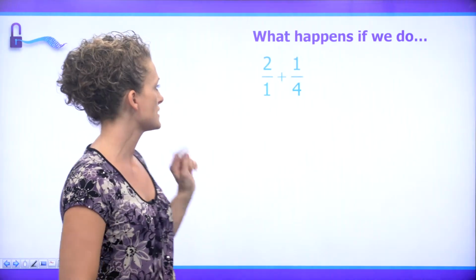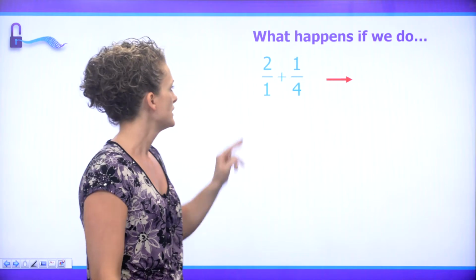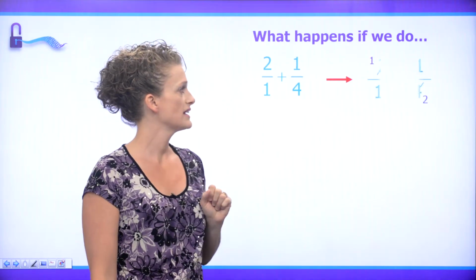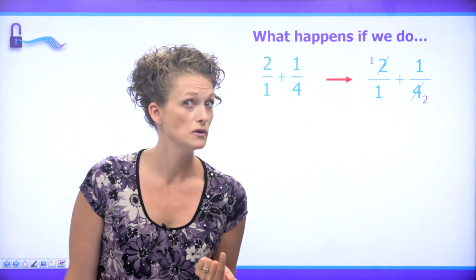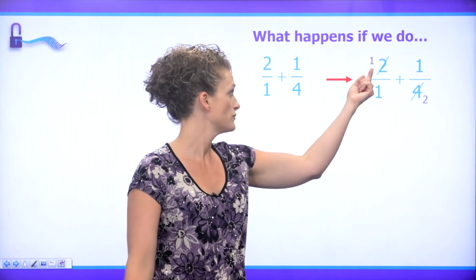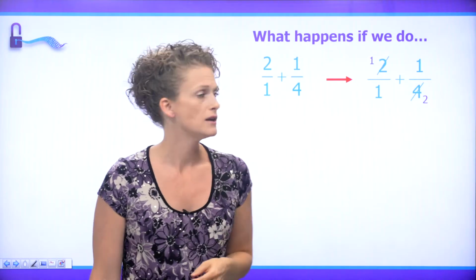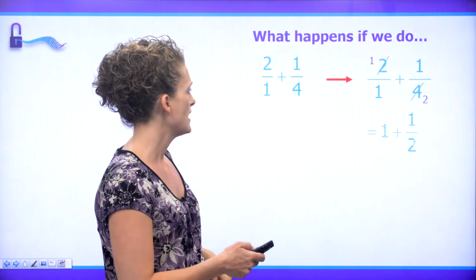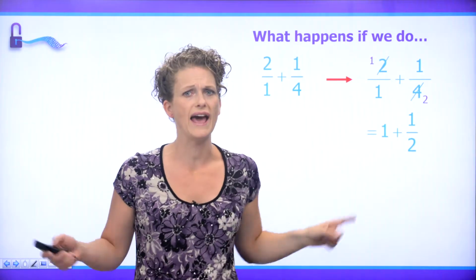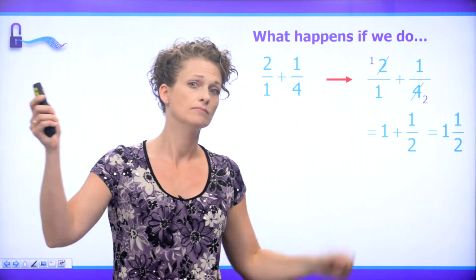I'm going to show you why it doesn't work. Now, 2 over 1 plus 1 over 4. Let's pretend that you were going to cancel and you were going to say 2 divided by 2 will go once, and 4 divided by 2 will go twice. And you're so proud of yourself, and you're like, okay, now I'm going to go ahead and get 1 plus 1/2. Yay, 1 plus 1/2 is 1 1/2, I'm done.